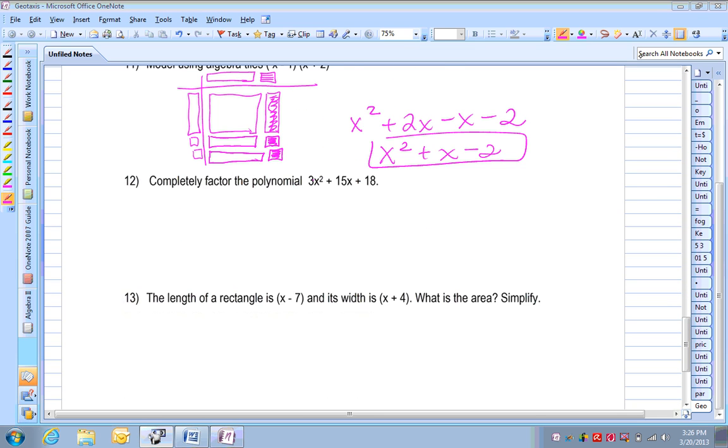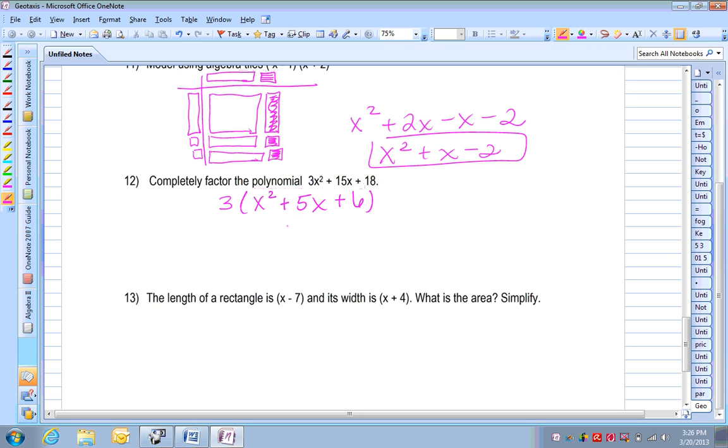Problem 12 asks us to completely factor the polynomial 3x squared plus 15x plus 18. So I have to first, always look for a GCF. Well, the GCF in this case is going to be 3, because 3 is the largest number that goes into 3, 15, and 18. So I pull out a 3, and what I'm left with inside is x squared plus 5x plus 6. All I did was divide each term by 3 when I pulled it out.